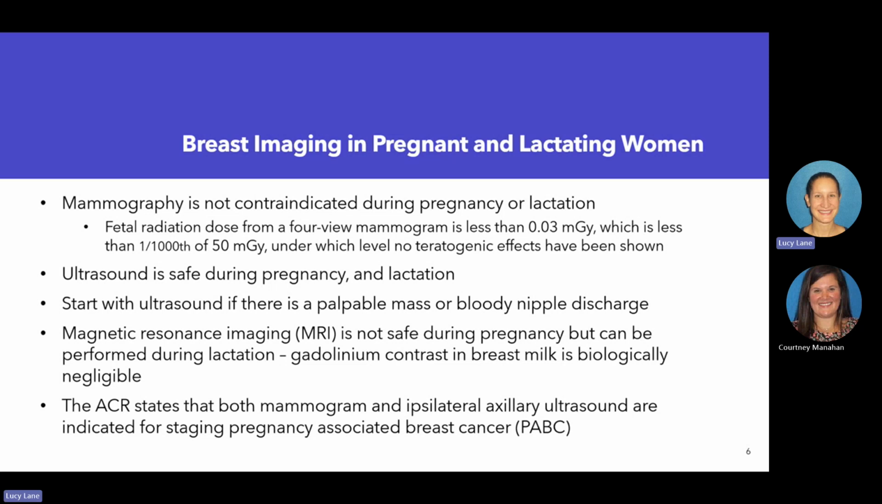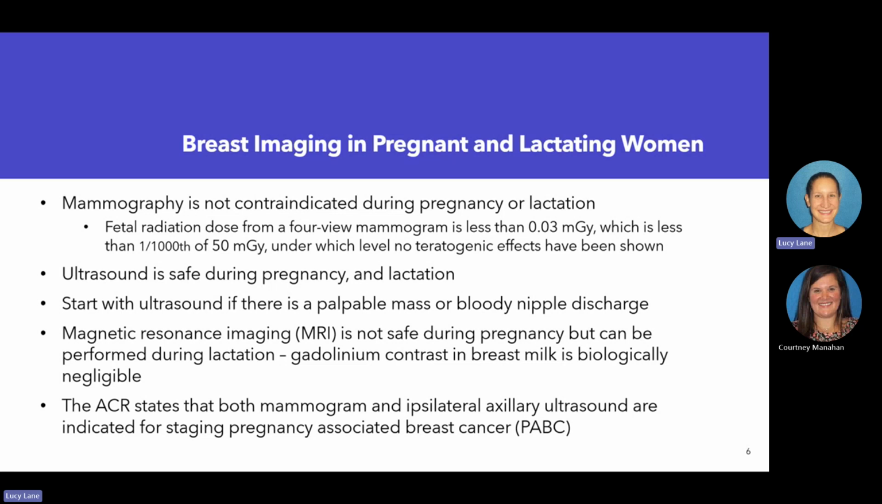Magnetic resonance imaging is not safe during pregnancy, but can be performed during lactation. So, gadolinium contrast is not safe for the developing fetus. However, the amount that goes into breast milk is not enough to make any kind of biological difference for a baby. And so, there's no real need to pump and dump. You can just have your MRI and then go back to normal life, and know that you're getting the screening that you need.